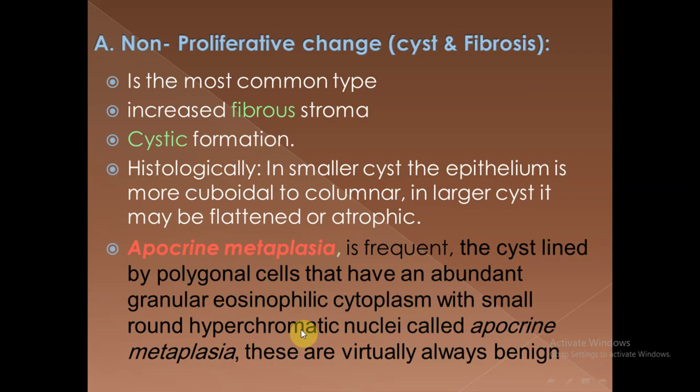When the cells that line a cyst show abundant granular eosinophilic cytoplasm and round hyperchromatic nuclei, then we say this is apocrine metaplasia, and it is an indicator of benignity of the lesion.